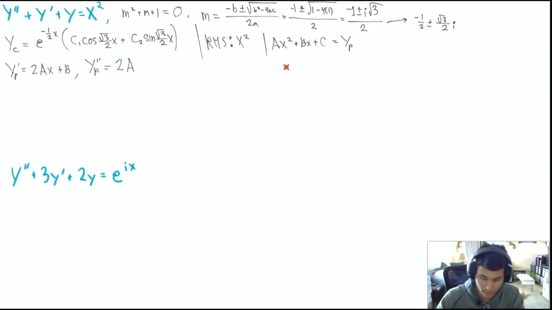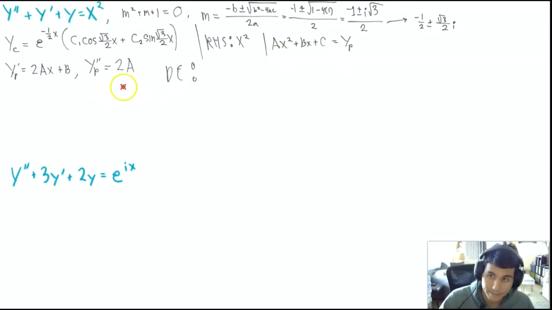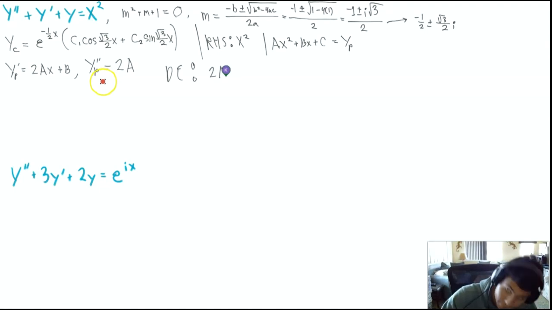So now if we recreate our dE, we'll write dE. What's our dE going to be? It'd be this plus this plus this is equal to x squared. We're going to recreate it using yp and its derivatives. So 2a plus 2ax plus b plus ax squared plus bx plus c is equal to x squared.